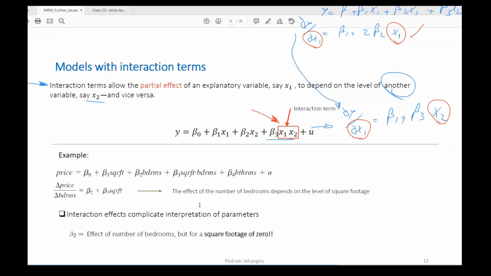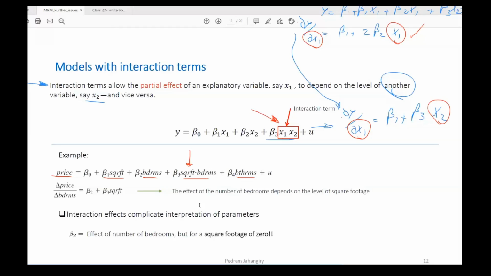But here we're going to look at the partial effect of two variables, x1 and x2. Both of them are continuous. So let's look at an example here. Imagine we are regressing price on square feet, bedroom, and square feet times bedroom. Why do you think this is a good setup? Because originally you believe that the partial effect of the number of bedrooms on price must depend on the square feet of the house as well. If you think that's the case, it makes sense.